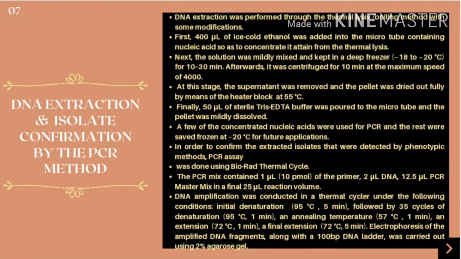Finally, 53 microliters of sterile TE buffer was poured into the microtube and the pellet was mildly dissolved. A few of the concentrated nucleic acid were used for PCR and the rest were safely frozen at -20 degrees Celsius for future applications. In order to confirm the extracted isolates that were detected by phenotypic methods, a PCR assay was done using a bio-thermal cycler.